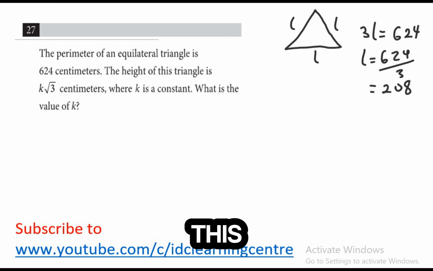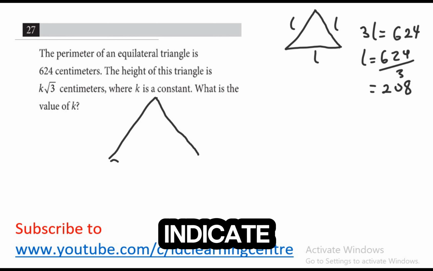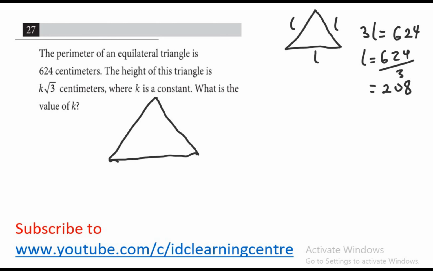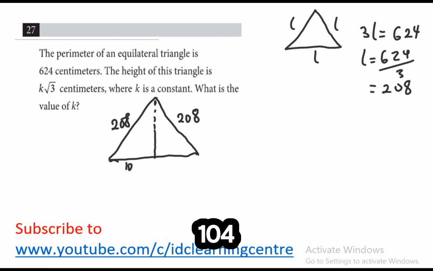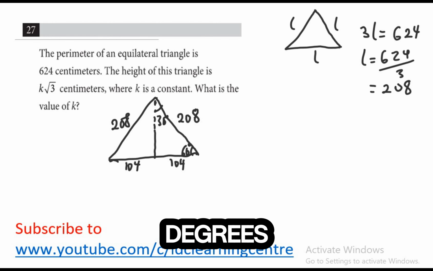So this triangle has a height. Let me indicate the height. This is the height. The height divides the triangle into 2 equal parts. So we have 208 here, then we have 208. And here we have 104, because it's been split into 2. It's been bisected. The same thing with the angle. Here we have 30 degrees, here we have 60 degrees. So this is the right angle, and this is the height. So this is a special triangle, 30, 60, 90.